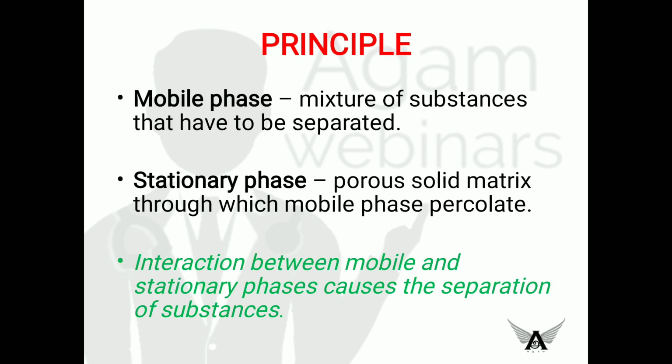Now, let us see the principle of chromatography. First, what is the mobile phase? The mobile phase is a mixture of substances that have to be separated. Next is the stationary phase. It is a porous solid matrix through which the mobile phase percolates. So, the interaction between the mobile and the stationary phase causes the separation of substances. Okay, this is the principle.